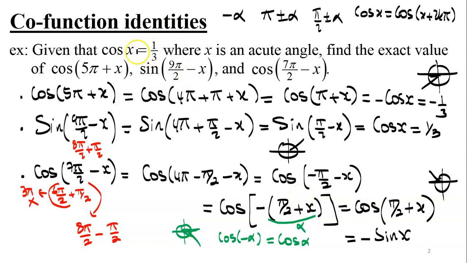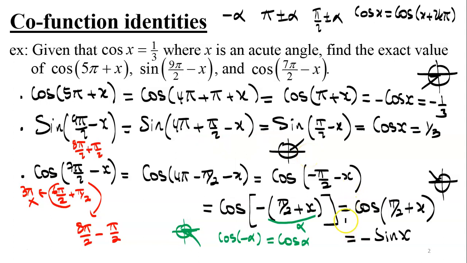However, I do not have sine given. I have cosine, but I can find it. I can find it using the Pythagorean identity that relates sine and cosine: cosine squared plus sine squared equals 1. So I can find sine using cosine, in fact. But here what matters is this process that actually led cosine of 7 pi over 2 minus x to be equal to negative sine x.